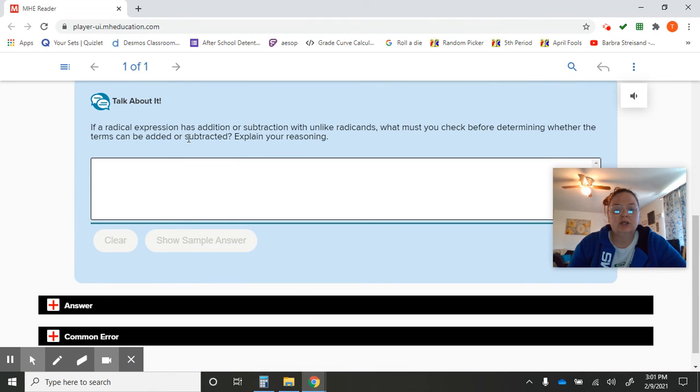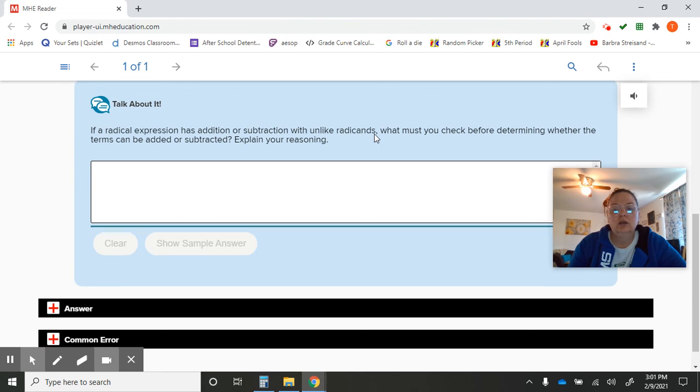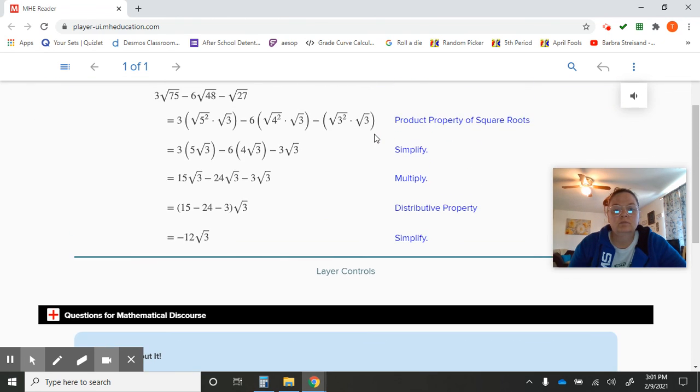If a radical expression has addition or subtraction with unlike radicands, what must you check before determining whether the terms can be added or subtracted? Explain your reasoning. Think about this example up here and what each of these had in common. Write your answer in your notes and have it ready to go for later.